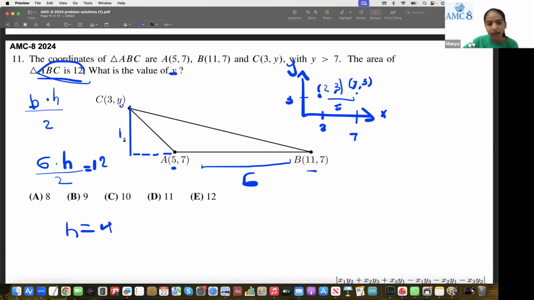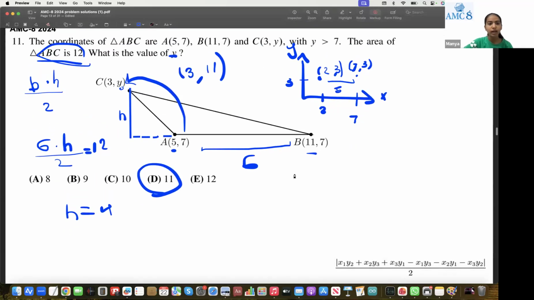Then if we know that the height is equal to 4, the height meaning this side, would the x change or the y change? Well, if it's right to left, then the x would change. But if it's up and down, the height, then y would change. So we will have to add 4 to 7, and 7 plus 4 is 11. And so y would be equal to 11. And that's how we got our final answer, D.